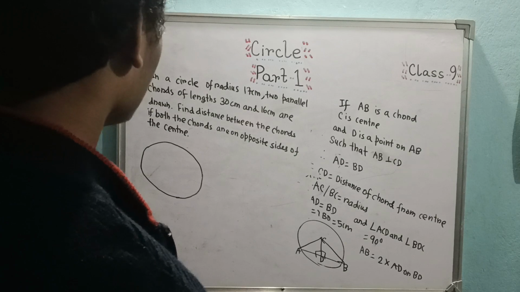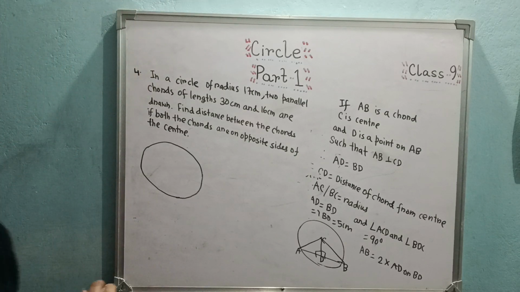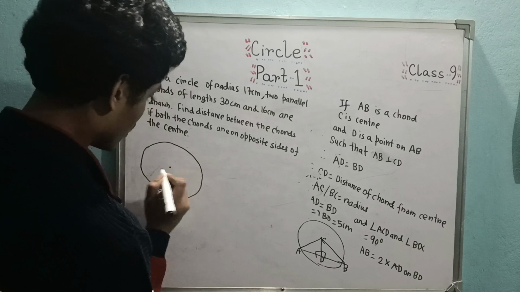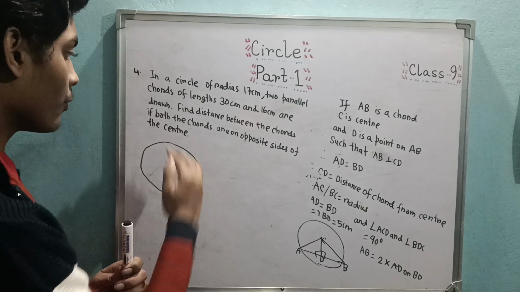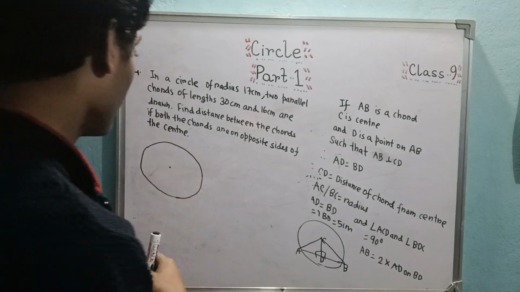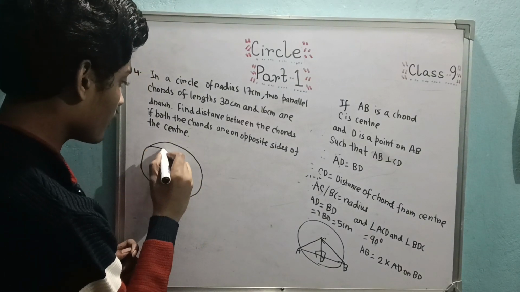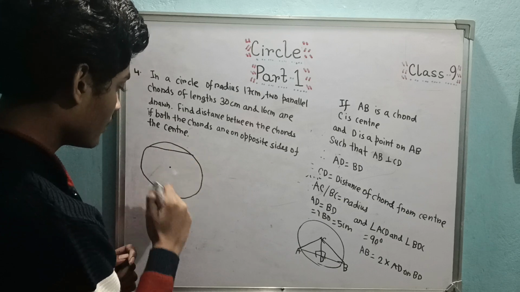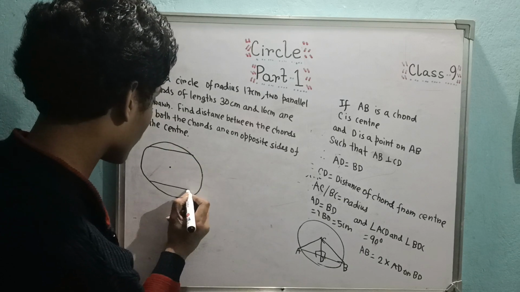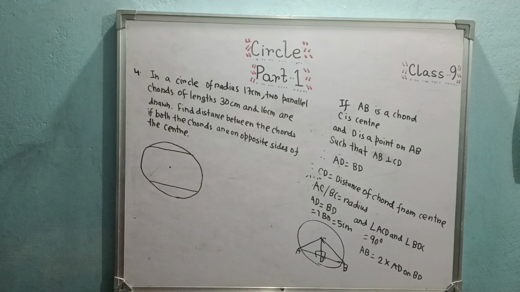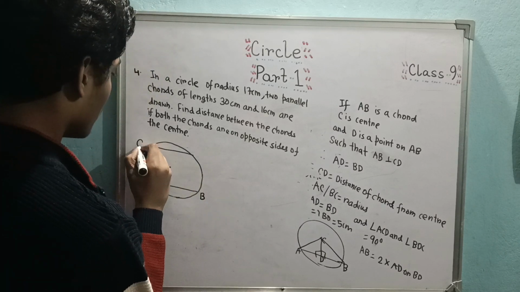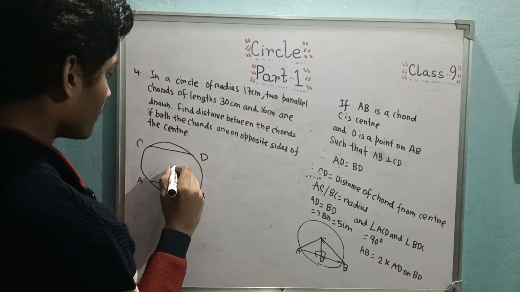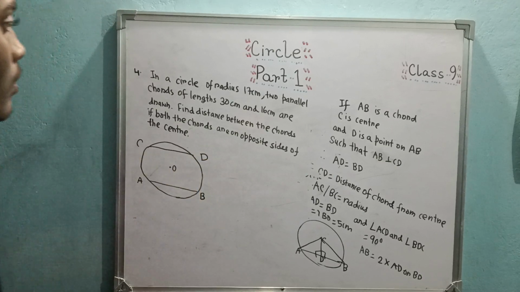So in a circle, okay, the radius first of all. So the center is obviously here. Just take it that two chords are there on opposite sides of the center. If one chord is on this side of the center, the other chord is on this side of the center. And these two are parallel chords. Alright. So let me name them as AB and CD, and let the center be O.